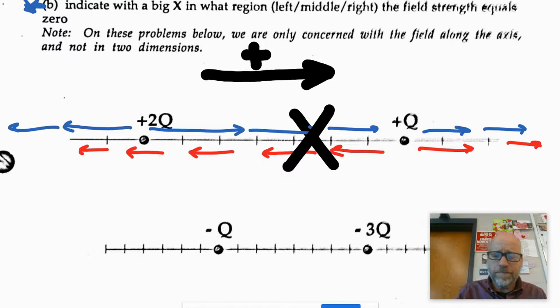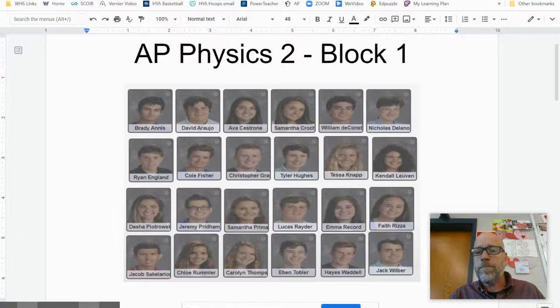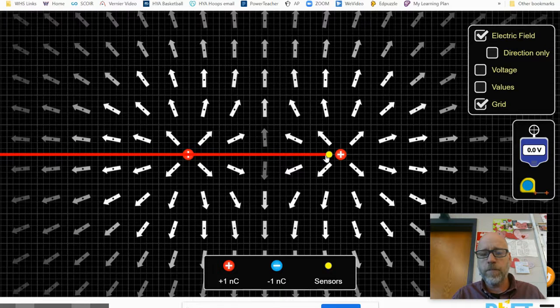To give you a visual, here I have a PHET, P-H-E-T, lined up, where I have two charges placed in space, and right now they're equal to each other. So it makes sense that the electric field is 0 in the middle. But as I move the sensor closer to the right-hand charge, it gets bigger and bigger and bigger, because it points away.